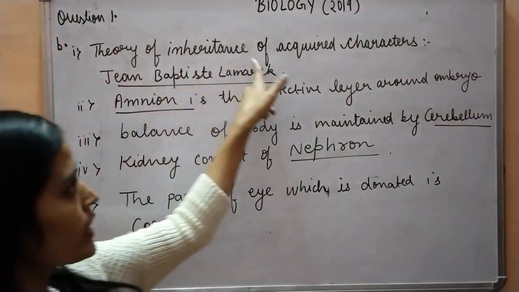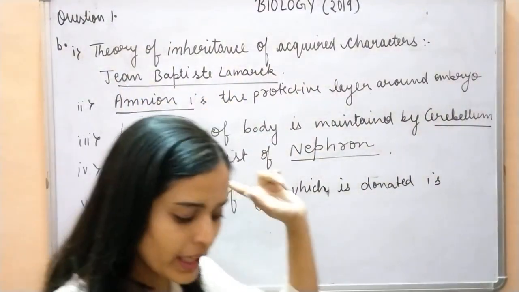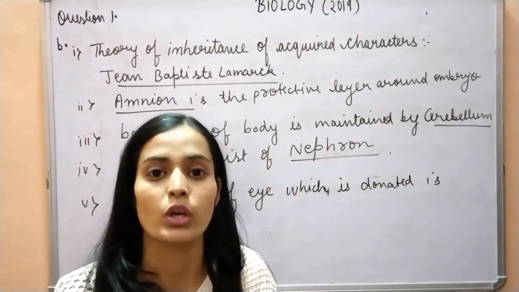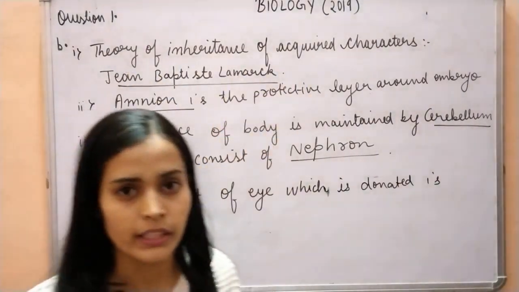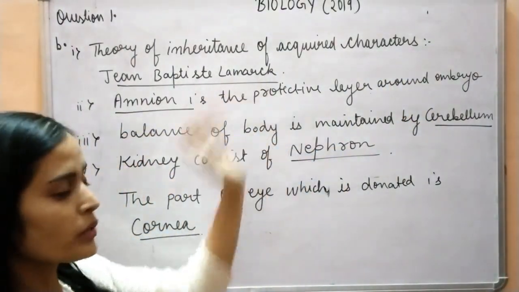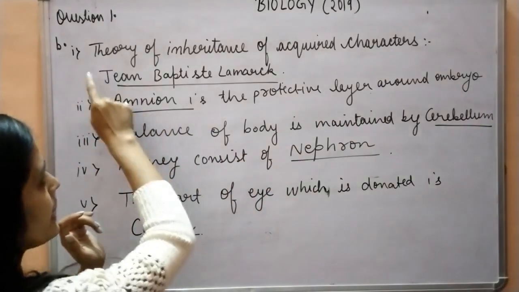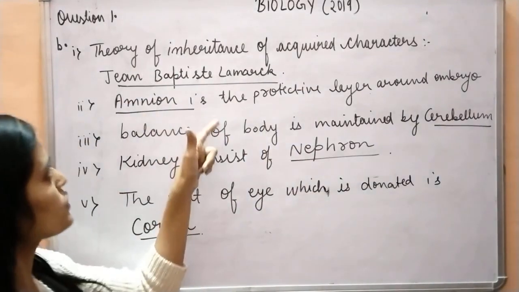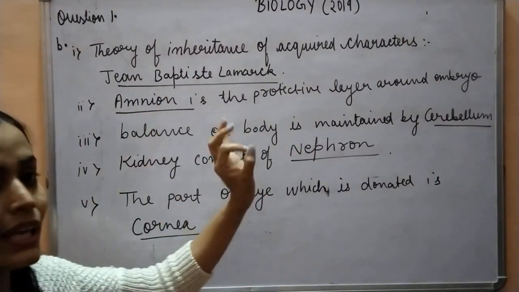So there is the theory of inheritance of acquired characters. The correct answer is Jean-Baptiste Lamarck, but here they have given Watson and Crick. As you all know, Watson and Crick gave the double helix model of DNA, not the theory of inheritance of acquired characters. Although this is not part of the syllabus this year because it is from the evolution chapter, which is omitted, I'm just giving you an example. They have said the theory of inheritance of acquired characters was given by Watson and Crick, but that is not correct. The correct answer is Jean-Baptiste Lamarck. You just have to rewrite the statement with the correct answer.